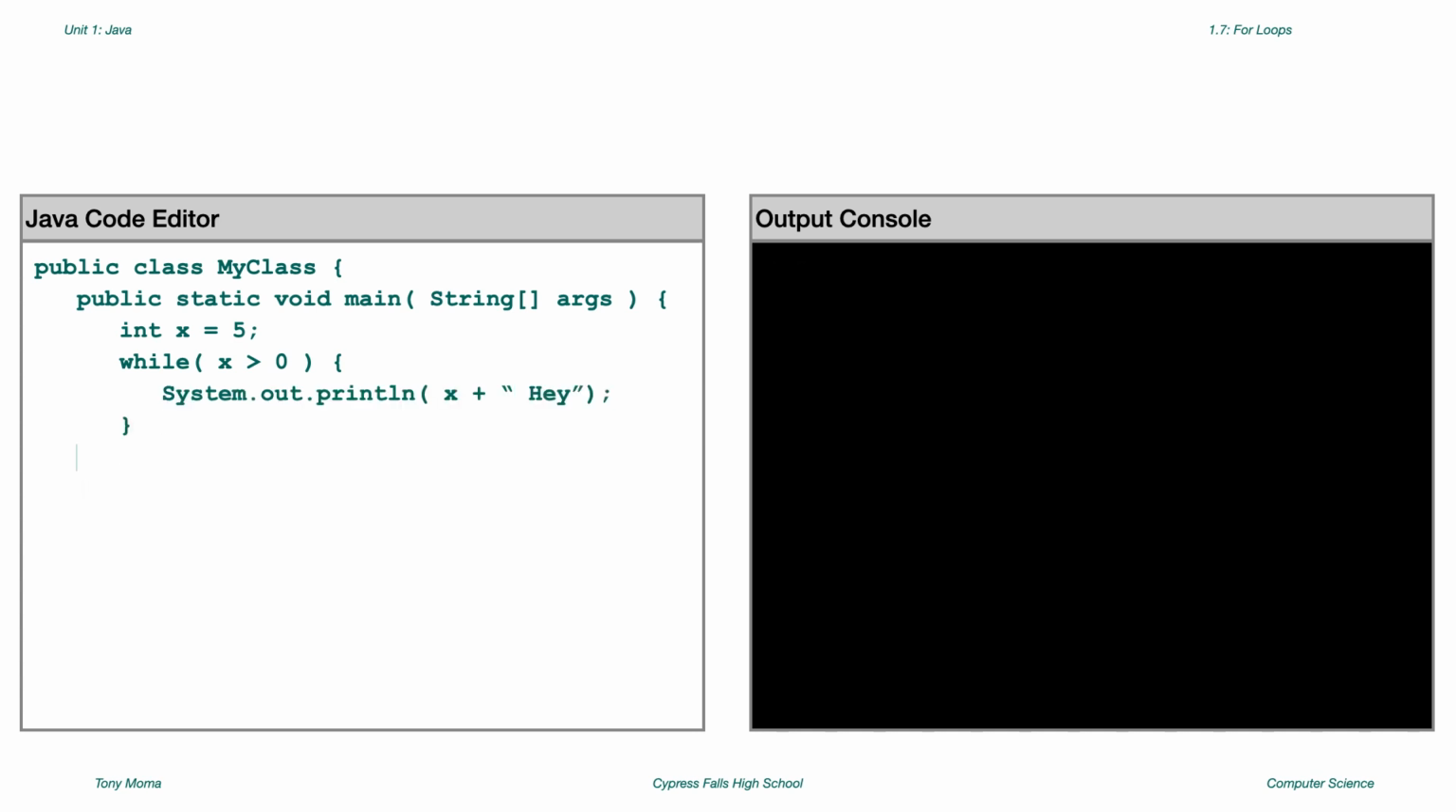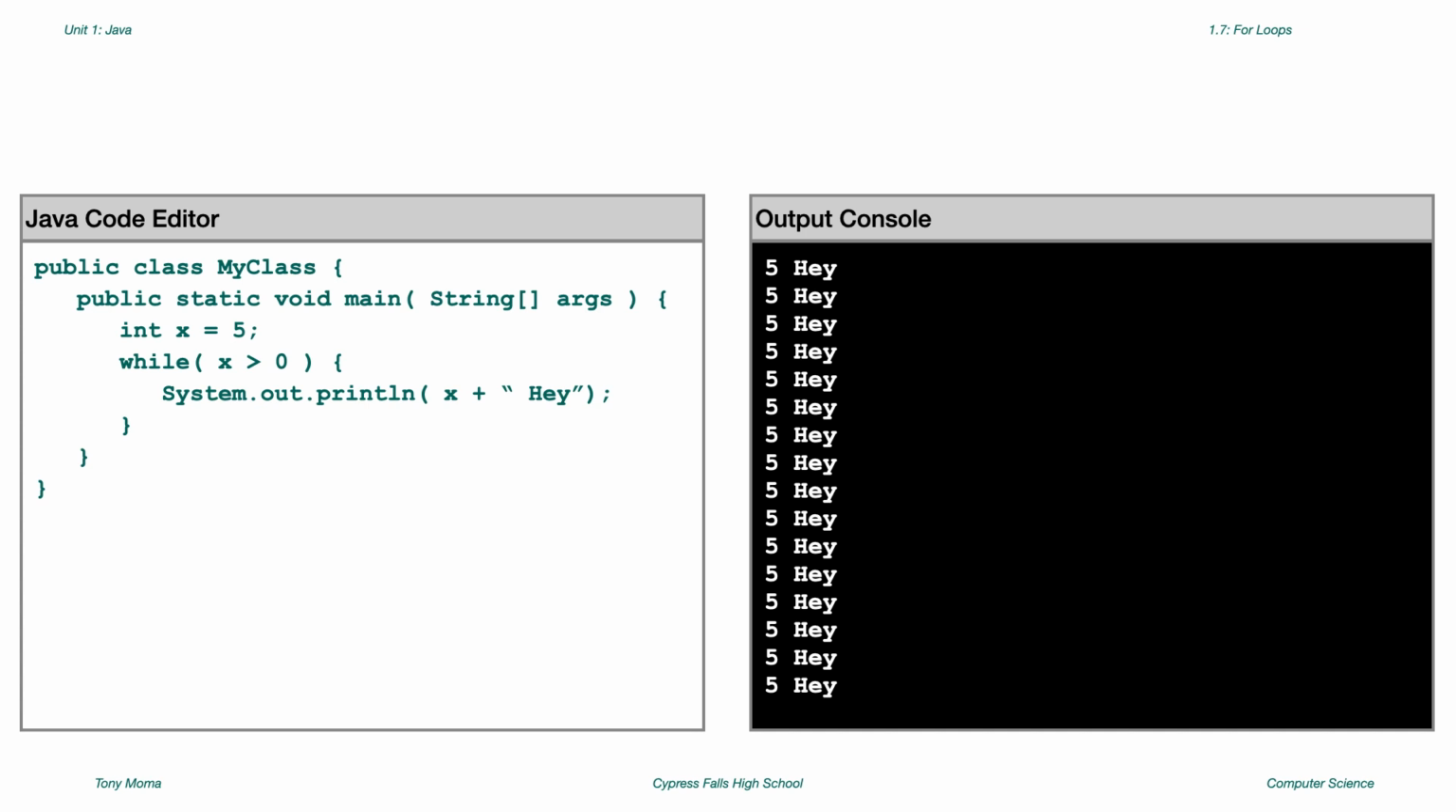Now, suppose I get rid of the x minus equals 1 statement. Observe how this will affect the output. Once again, we initialize our variable x to 5. Then our looping condition, of course, will be evaluated to true since 5 is greater than 0. So we print out 5 hey. Looping condition, still true because x is still equal to 5, so 5 hey is printed out again. Back to our loop condition, 5 is still greater than 0, so 5 hey is printed out again, and again, and so on and so forth.